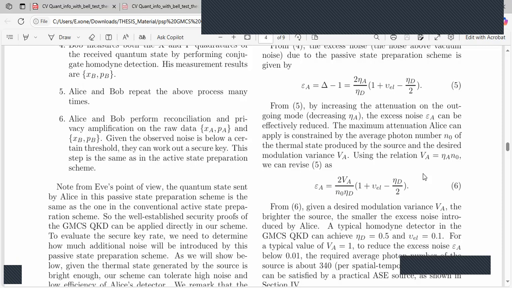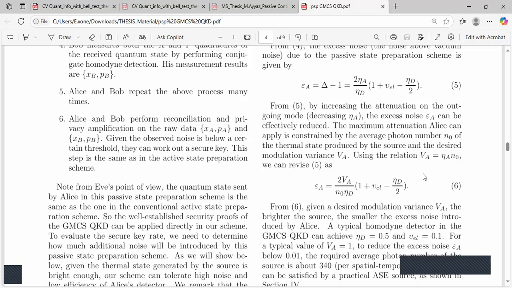That is the security parameter. If we can increase the secret key rate, we can make the performance of this scheme comparable to the scheme where we have actively modulated the coherent state with Gaussian distributed variables. So that's the whole scheme, and that is the main concept behind the state preparation scheme introduced in this paper.